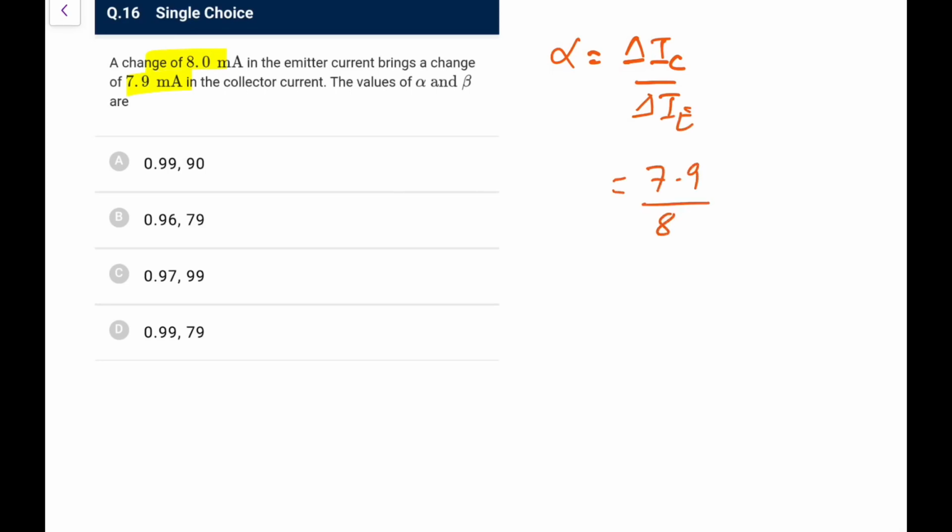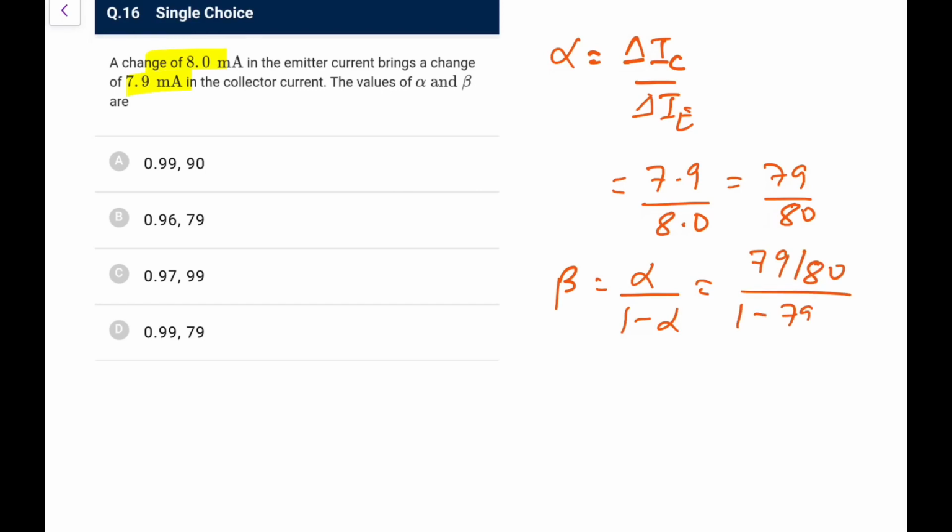So it is 7.9 upon 8.0. That is 79 by 80. I am getting 79 by 80. And what is beta? Beta is alpha upon 1 minus alpha. You write that as 79 by 80 upon 1 minus 79 by 80. So what it comes out to is 79 upon 1. So beta is 79.